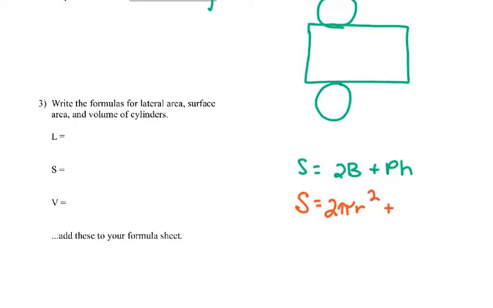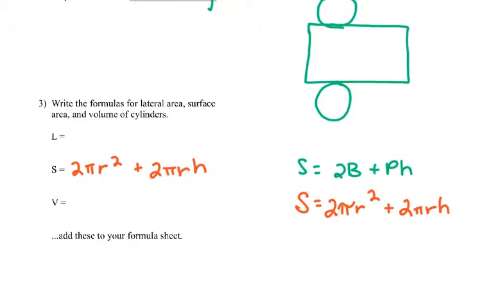Plus, we can change this P times H to be more specific as well. Remember, P was the perimeter of the base. Well, if our base is a circle, the perimeter around a circle is called the circumference. So that would be 2 pi r or pi times d. So we're going to exchange P with a more specific formula of 2 pi r times h. And there's our total surface area for a cylinder: 2 pi r squared plus 2 pi r h.